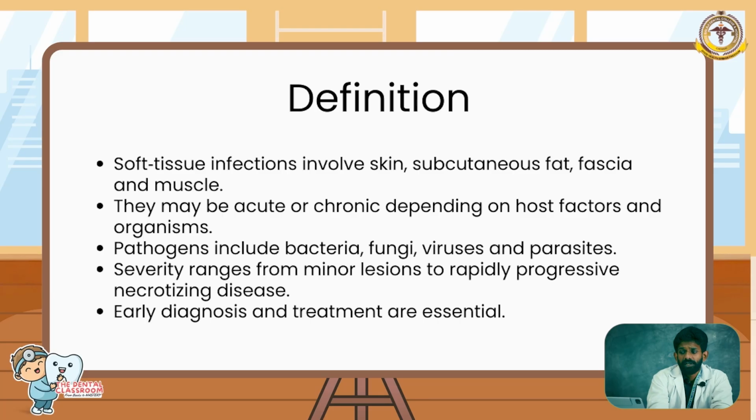First, by definition, soft tissue infections involve the skin, subcutaneous tissue, fascia, and the muscle. These infections are classified as acute or chronic based on the duration and process. These infections are caused by bacteria, fungi, viruses, or parasites. These range from minor abscesses to life-threatening necrotizing infections. Early diagnosis and prompt management is vital in these conditions.